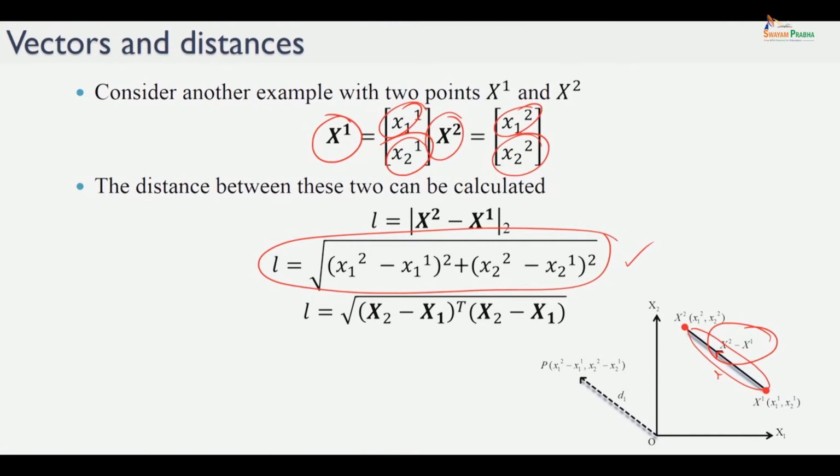This also can be written in a compact form as given here, which is root of (x2 minus x1) transpose times (x2 minus x1).